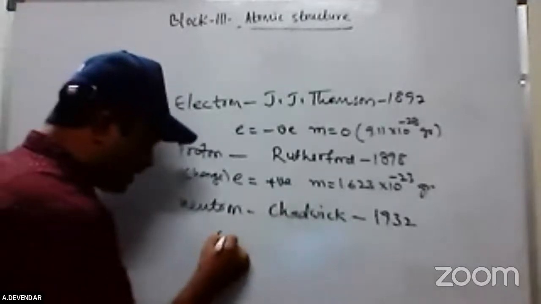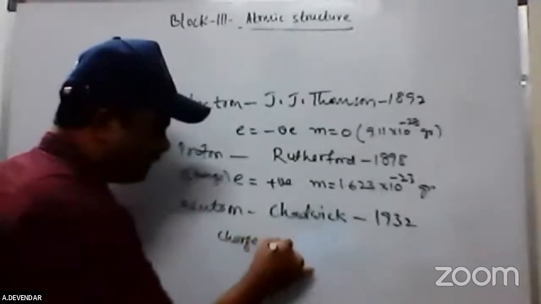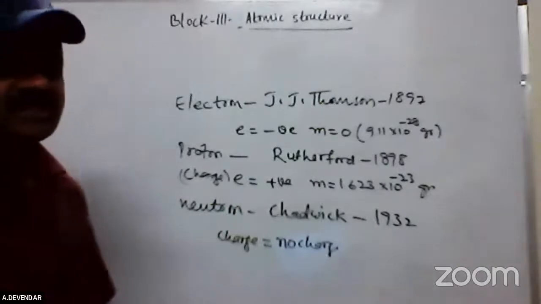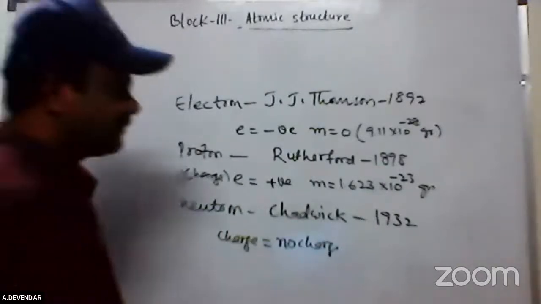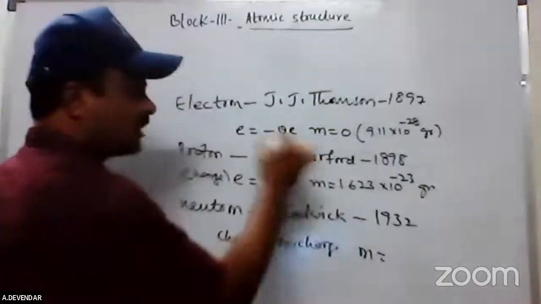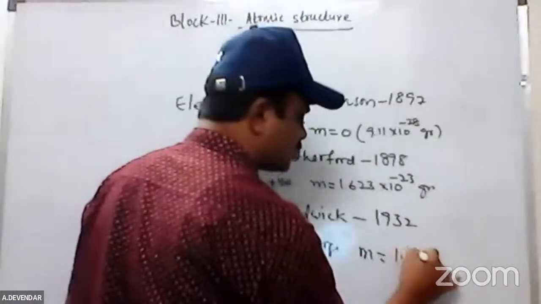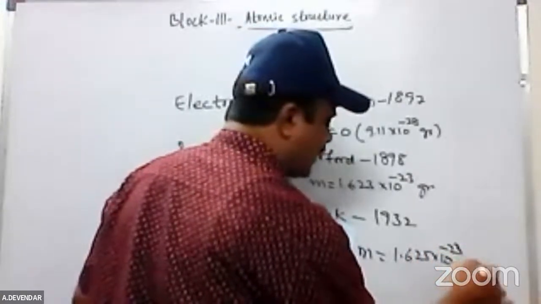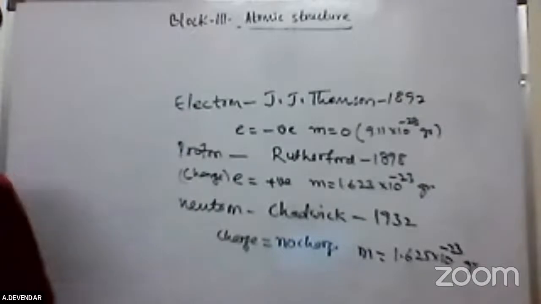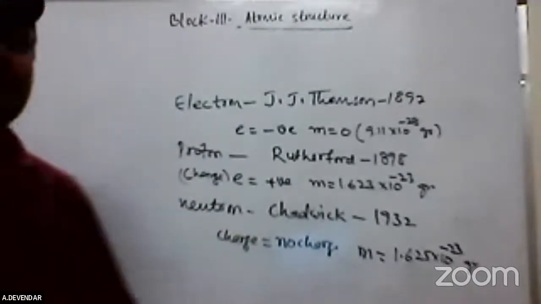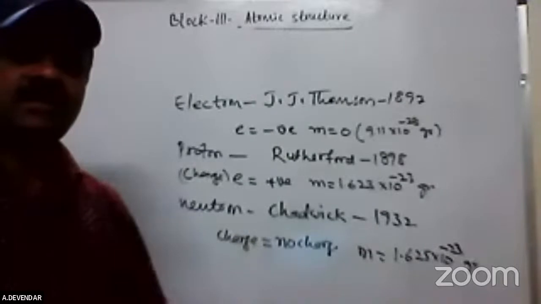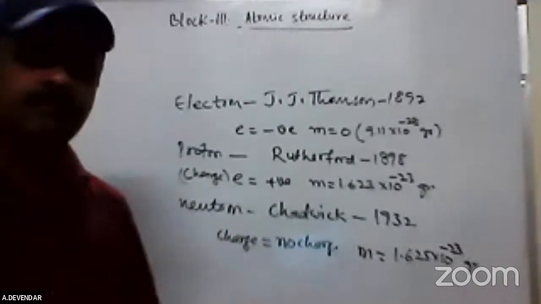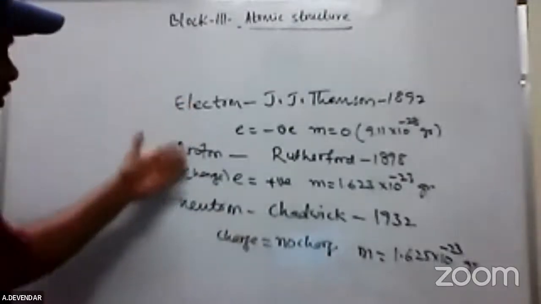Neutron is nothing but, charge is no. Why? Because already you have the positive and negative, we have only two charges. No charge. But the mass is almost equivalent to the proton mass. That means it is 1.625 into 10 to the power of minus 23 grams. So these are the fundamental particles which are present in the atom. Before John Dalton, it was not an individual particle. But today it is divided into more than 100. Of these, three always exist in the atom: electron, proton, neutron.